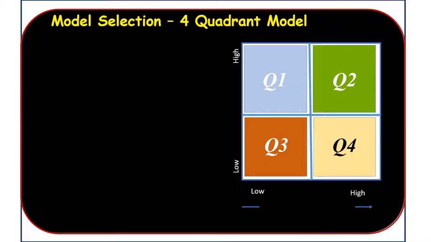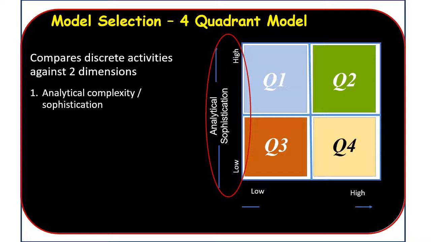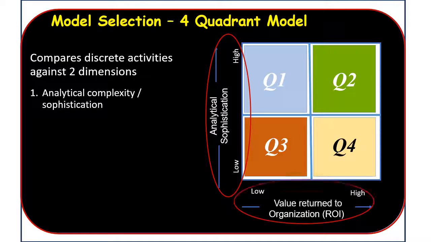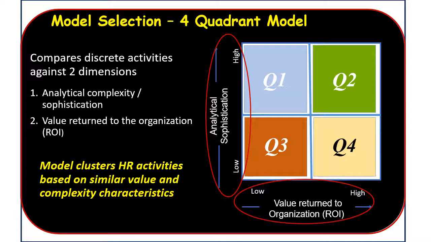Now let's take a look at the 4-quadrant model framework. This model provides a framework to compare HR activities against 2 measurement dimensions: analytical sophistication and value return to the organization. Think ROI. The 4-quadrant model clusters HR activities based on similar computational complexity and organization return. Now, let's look at the measurement characteristics that make each of these quadrants different, starting with quadrant 1.